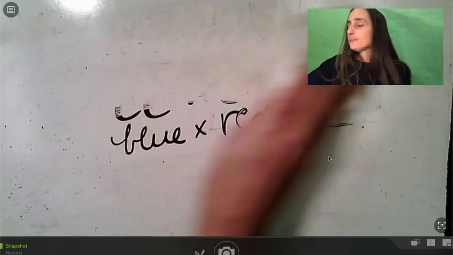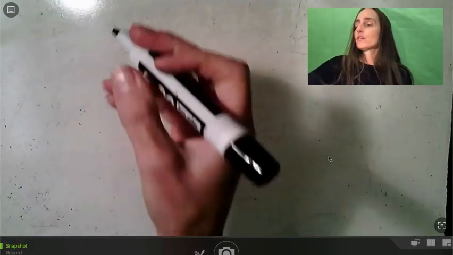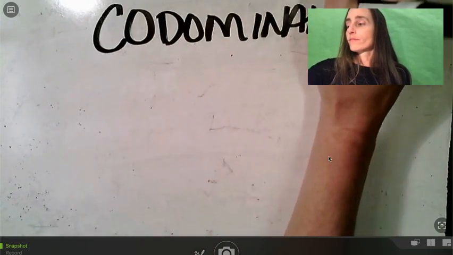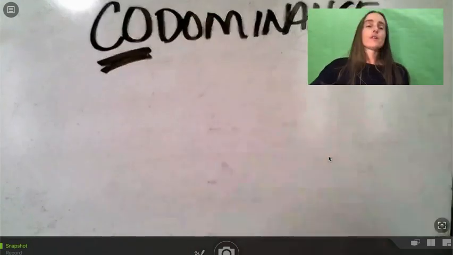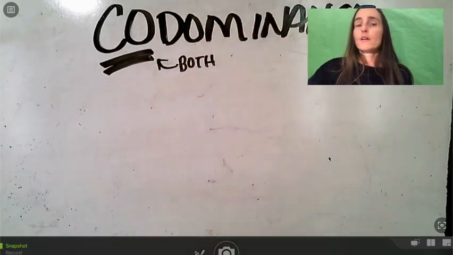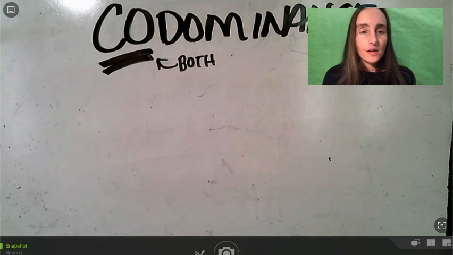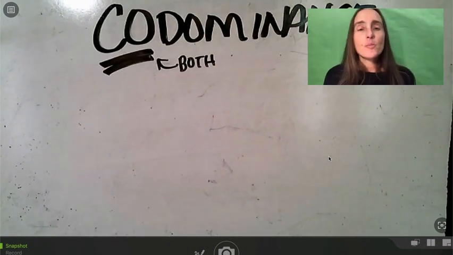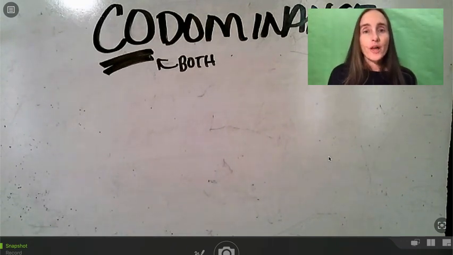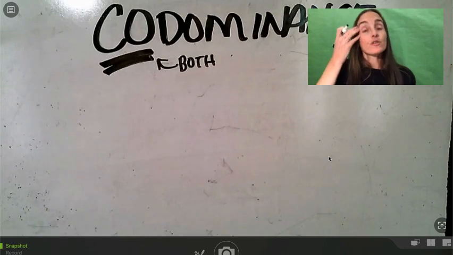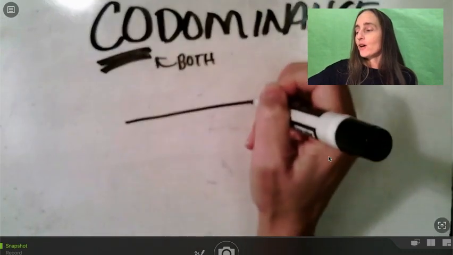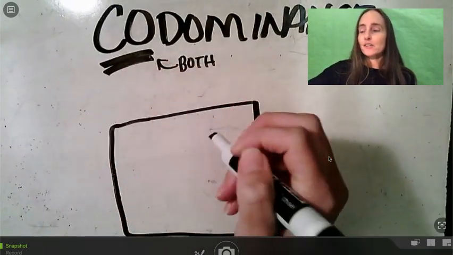Second one we're going to do is called codominance. Co means both. They are both dominant. They are both equally dominant, not to the point where like incomplete dominant, like they didn't quite make it to dominant. So you didn't see red or blue. You saw a blend between them because neither one of them quite made it to dominance. No, these are both dominant.